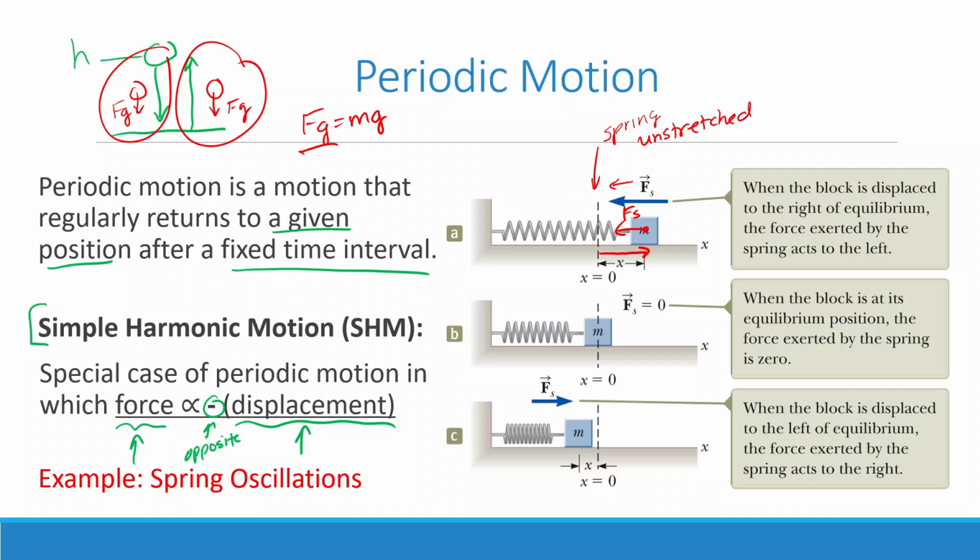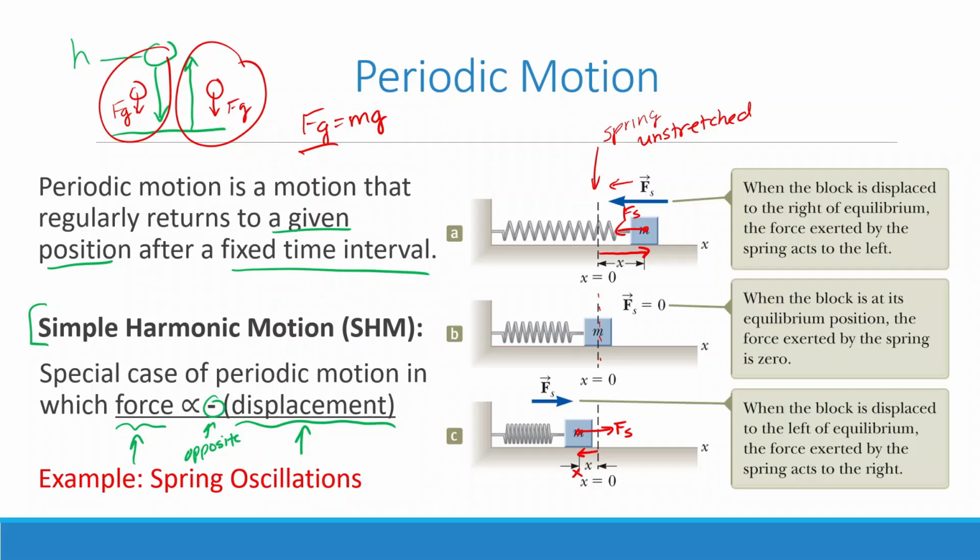As the block moves back towards the center, when it has a displacement of 0, the force is 0. When it moves past the center, the spring force is now going to change directions as the spring is compressed. What ends up happening is our displacement is now going to be to the left, but our spring force is going to be to the right. So we can see here that our spring force is always going to be in the opposite direction of displacement.